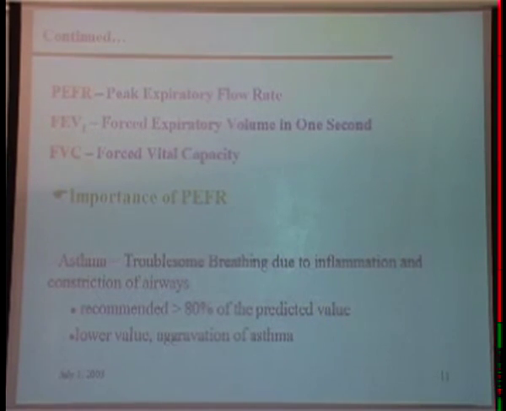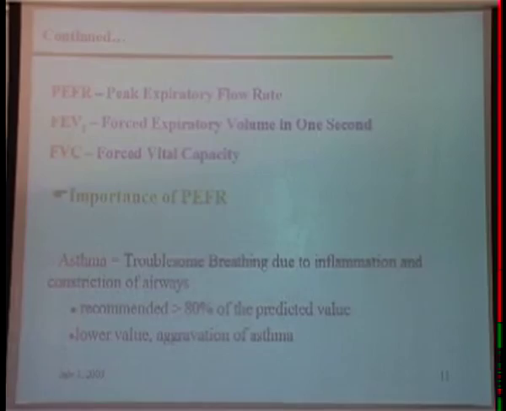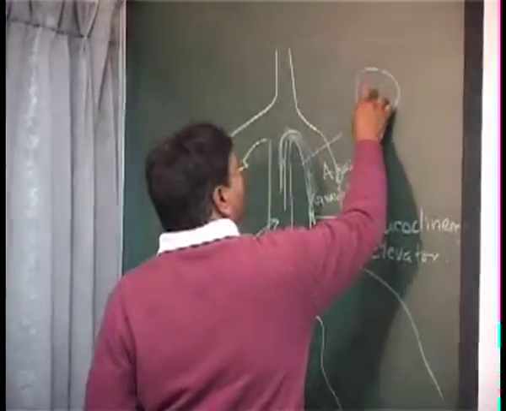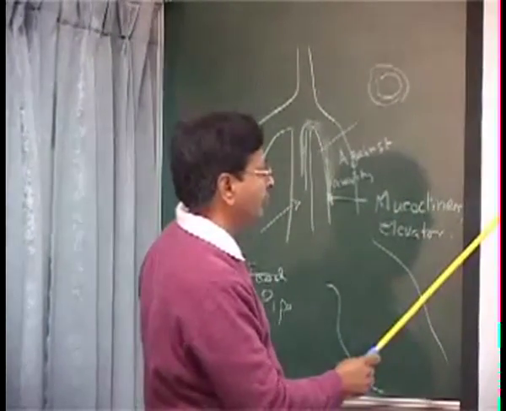PEFR is also an indicator, to some extent, of asthma: troublesome breathing due to inflammation and constriction of the airways. Okay, your airways are kind of constricted. If I take a section of the airways here, which looks like this, but somehow they are constricted, that shows this thing.